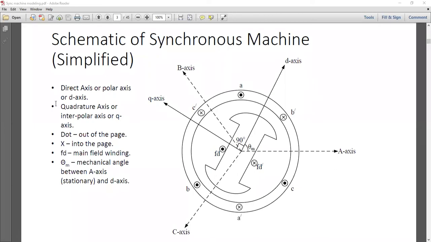So FD, we were here basically. FD is the main field winding, and theta M is, as I said earlier, the angle created between the D axis, the polar axis, and the MMF axis for the currents in the stator coil A.